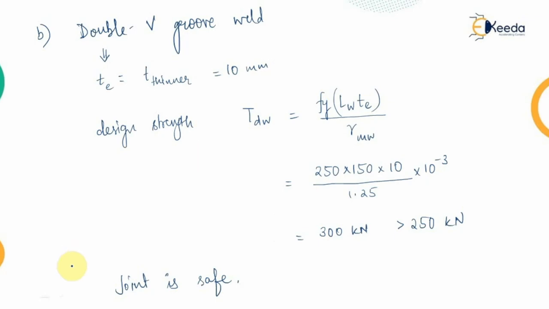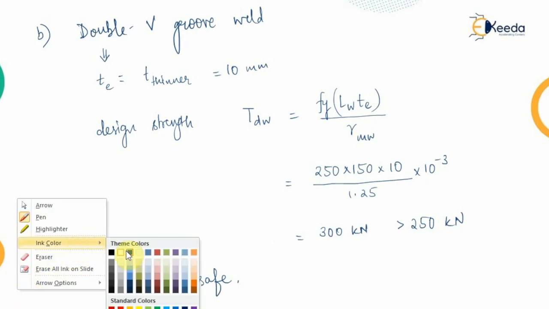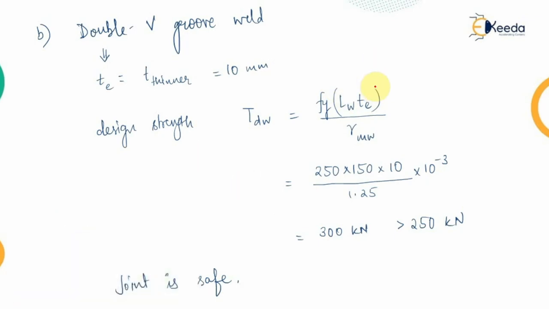And you can see the impact of the increase in the effective length or the increase in the effective throat thickness. We have increased this value, and that's why this TW has increased significantly, and it is up to that much amount that it is exceeding the actually externally applied load. That's why in the designing procedure, we provide the effective length in such a way that the externally applied load is not exceeding the design capacity.